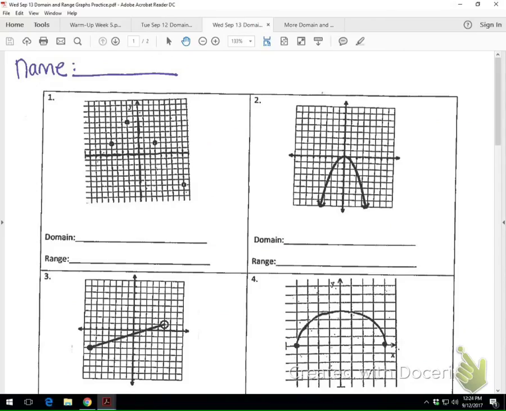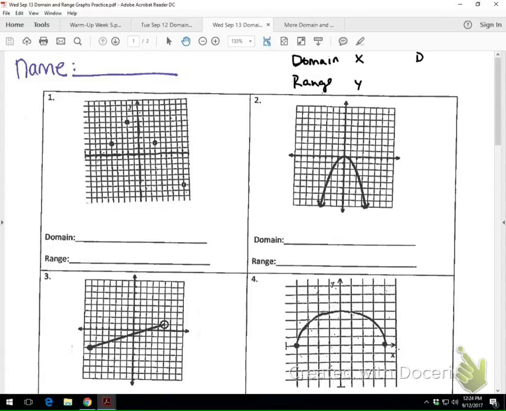Okay, so get this paper out. I'm going to help you on a few of these, and I'm not going to help you on a lot of them, just a few of them. Some of them you should know. So up here at the top, let's go ahead and do this. Domain and range. You know your domain is your x, your range is your y.